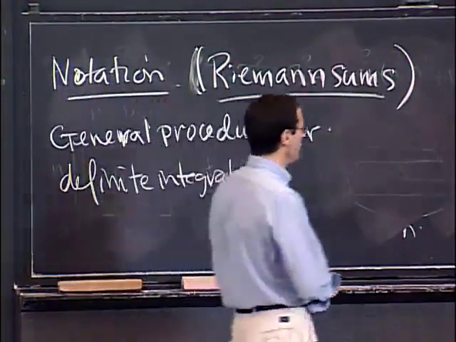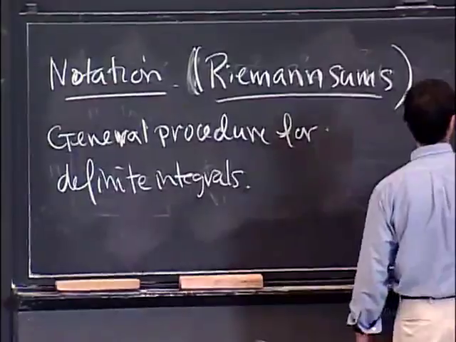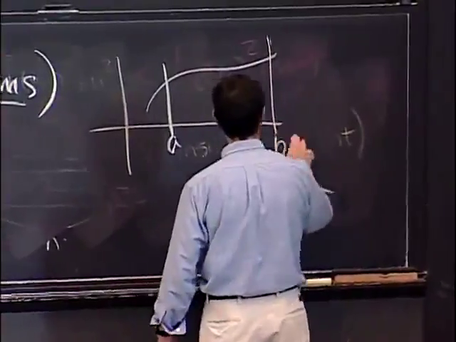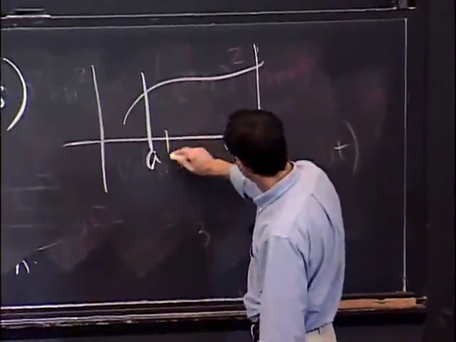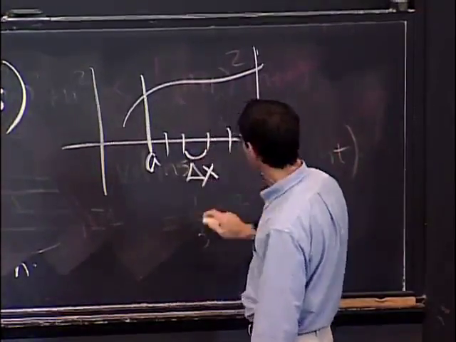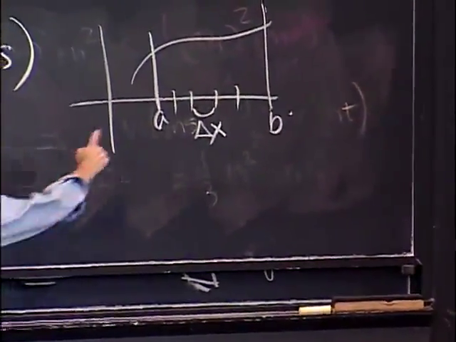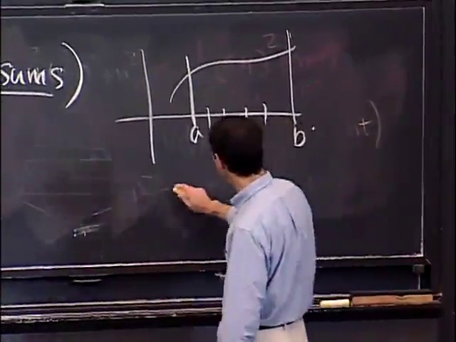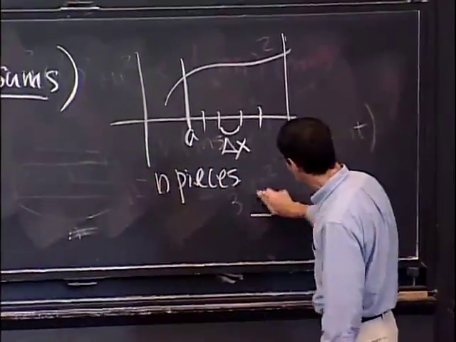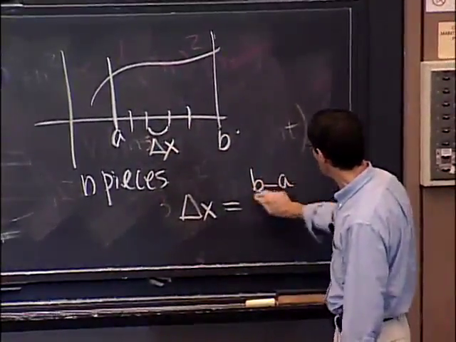We divide it up into pieces. And how do we do that? Well, here's our A and here's our B. And what we're going to do is break it up into little pieces, and we're going to give a name to the increment, and we're going to call that delta x. So we divide up into these. So how many pieces are there? If there are n pieces, then the general formula is always that delta x is 1 over n times the total length. So it has to be b minus a over n.